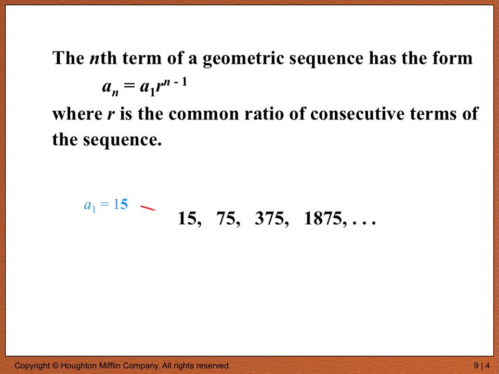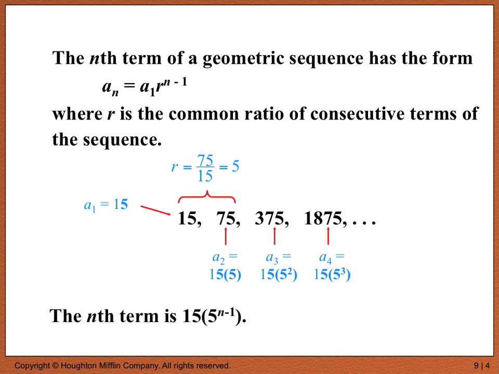How about for this sequence? 1575, 375, 1875. Well, I can see the patterns. I see that the common ratio is 5. And I also see that the first term here is 15. All right, so I can already fill in my formula. The nth term is 15 times 5 to the n minus 1 power. And that's verified here with each term as well.